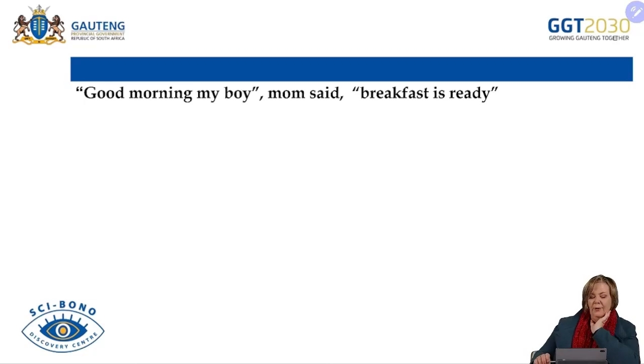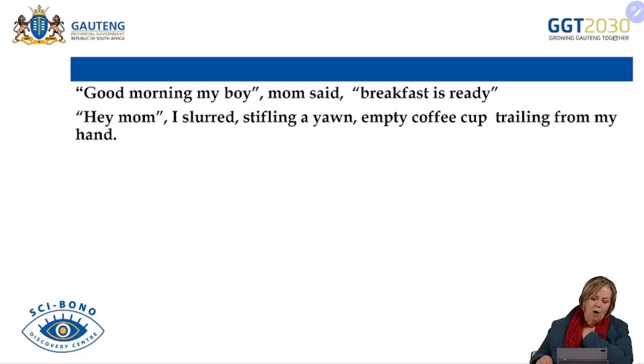Right, the next one. "Good morning, my boy," Mom said. "Breakfast is ready." I want you to see how punctuation was used, the inverted commas, and then if the speaker in the direct speech still has something else to say, you don't add a full stop. Outside of the second inverted comma, you write a comma. Mom said, comma, and then you put in your inverted commas again. "Hey, Mom," I slurred, stifling a yawn, empty coffee cup trailing from my hand.